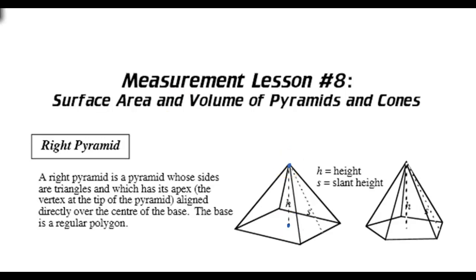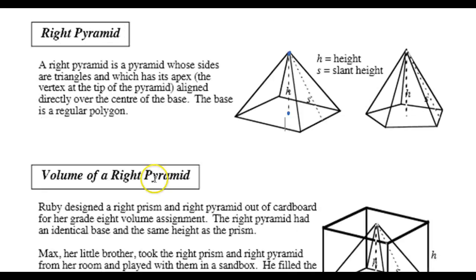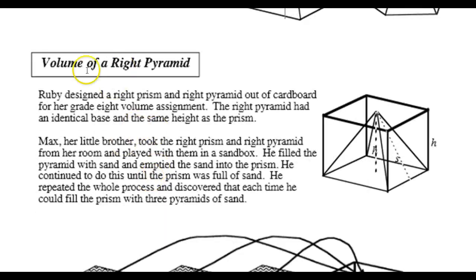That's really important, so it's not slanted. Each of the sides are going to be in the shape of triangles. Okay, so that's also really important. All right, so let's jump into the volume of a right pyramid.